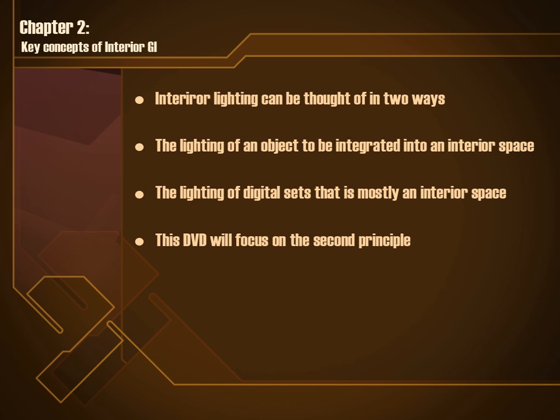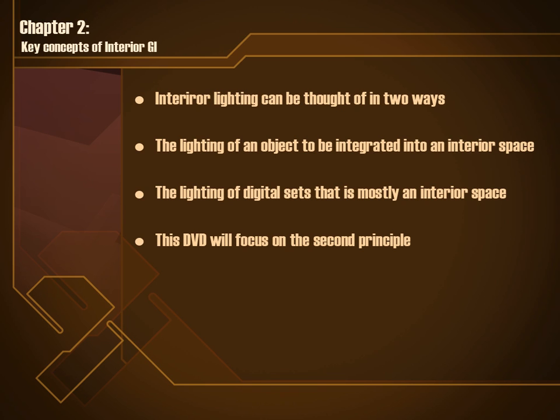Okay, so in this chapter what we're going to be talking about is the differences between exterior lighting and interior lighting. We talked about in the first chapter things to remember about exterior lighting. In this chapter we're going to talk about differences between the two. And this mainly deals with, when we're dealing with interior lighting, we are going to be talking about mainly the lighting of digital sets.